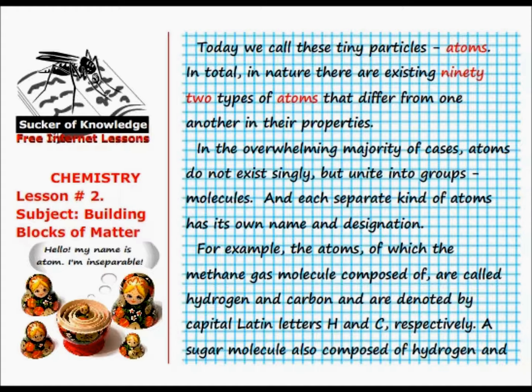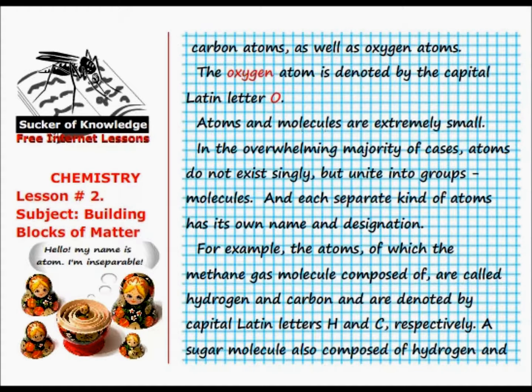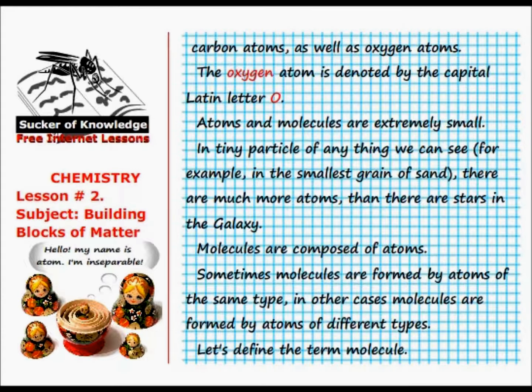In the overwhelming majority of cases, atoms do not exist singly, but unite into groups that are called molecules, and each separate kind of atoms has its own name and designation. For example, the atoms of which the methane gas molecule is composed are called hydrogen and carbon, and are denoted by capital Latin letters H and C, respectively. A sugar molecule is also composed of hydrogen and carbon atoms, as well as oxygen atoms. The oxygen atom is denoted by the capital Latin letter O.